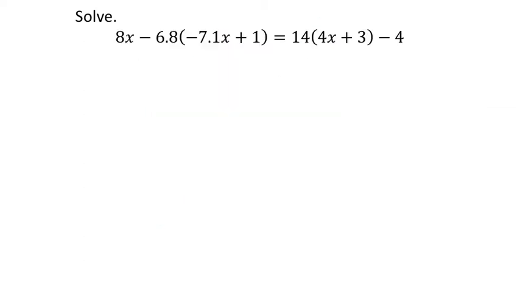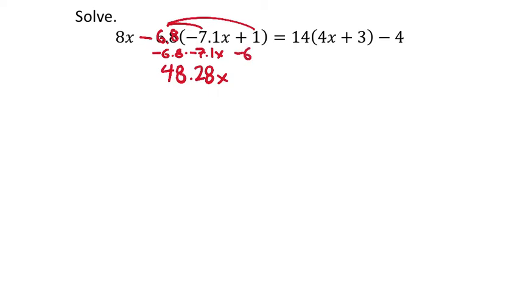So for this one, we got some distribution here. Don't forget that this 6.8 right here, whatever it is, it's negative. So when we distribute, which is multiplication, we actually need to take negative 6.8 here first and multiply it by negative 7.1 x's. So I just take my calculator, negative 6.8 times negative 7.1, enter, and I get 48.28 x's.